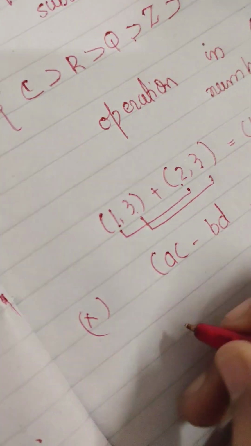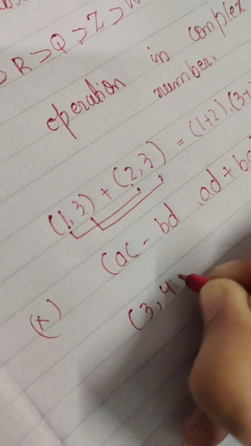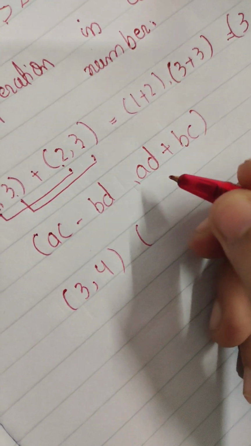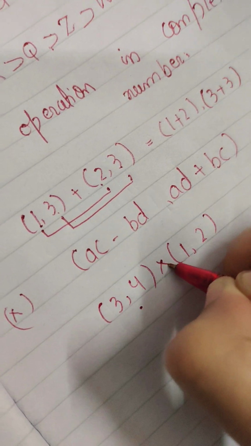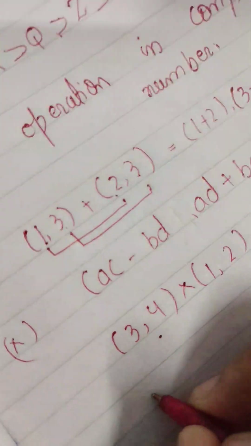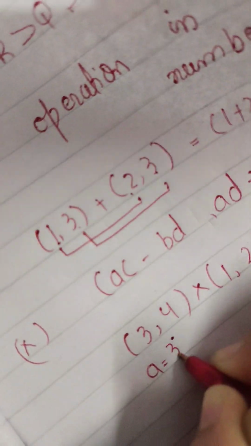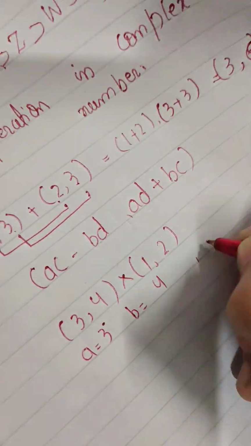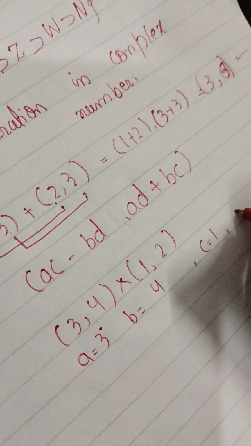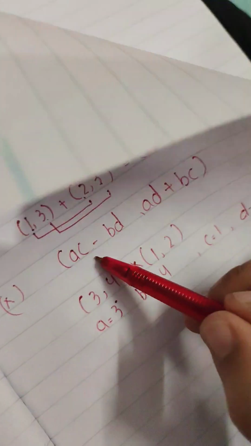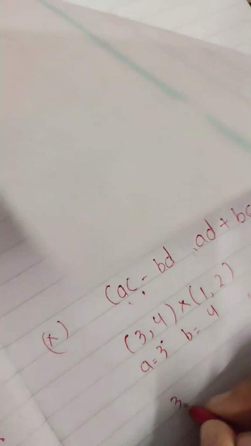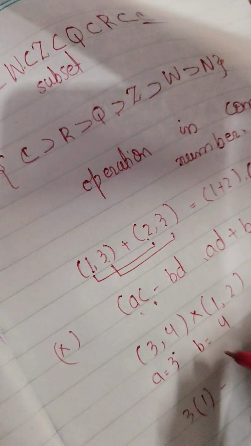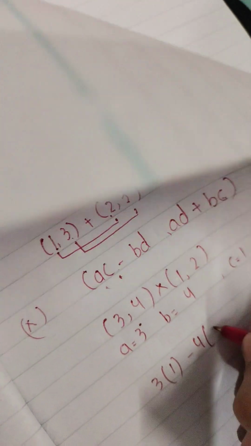So yeah, 3, 4, we have this ordered pair, and we have 1 and 2. Let's just solve this. So we're gonna write the values. First we have the value of A is 3, value of B is 4, value of C is 1, and the value of D we have 2. According to the formula, we're gonna put the values. So the value of A we have 3, and the value of C is 1. Then we have the value of B is 4. Then we have the value of D is 2.